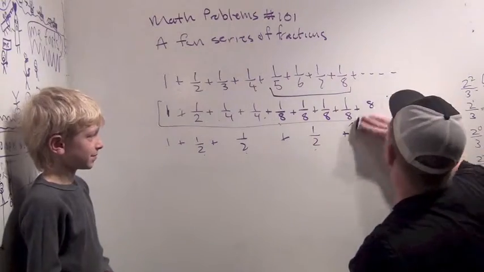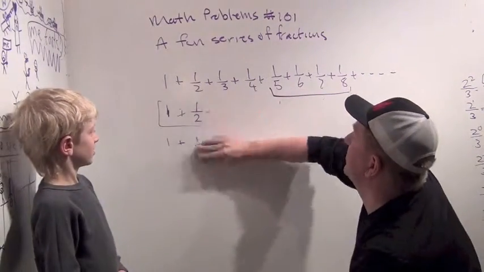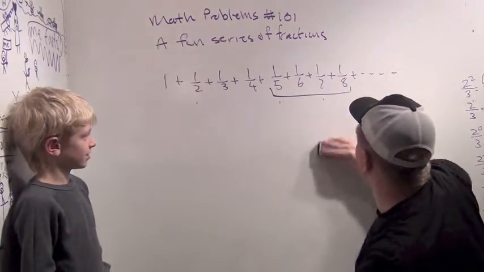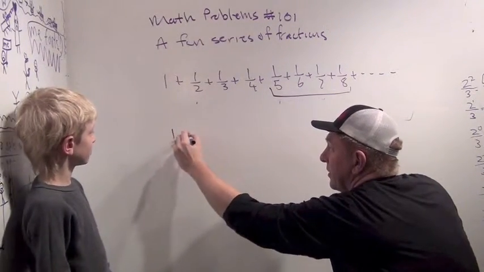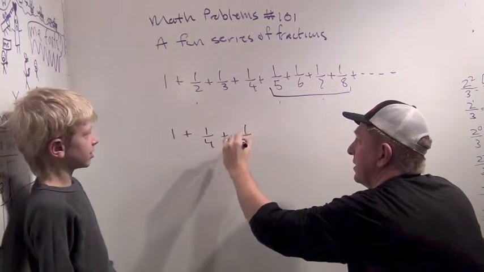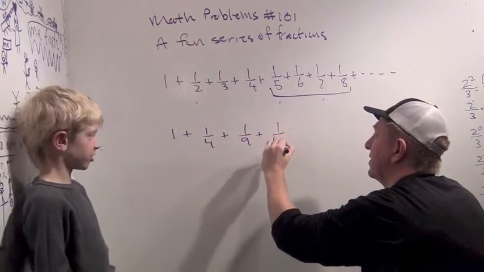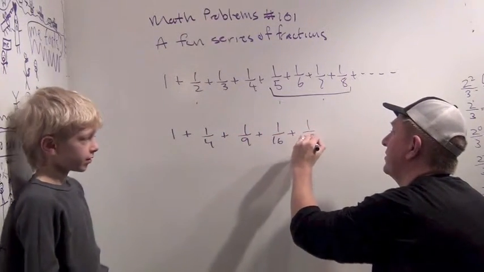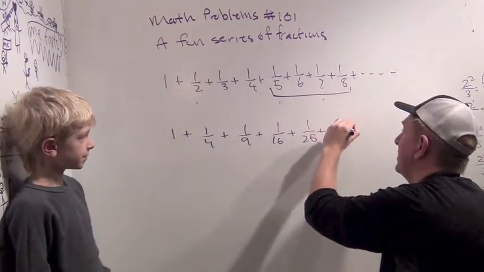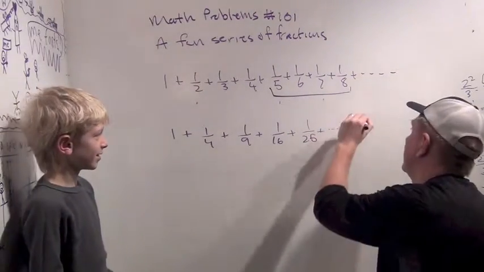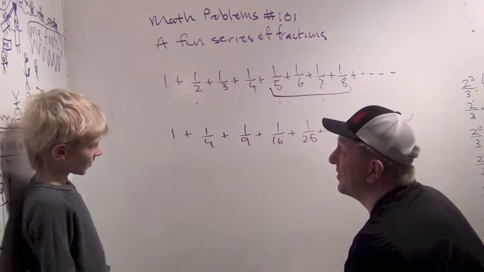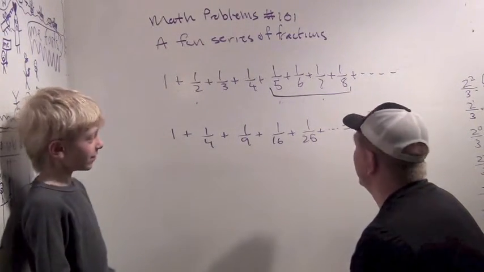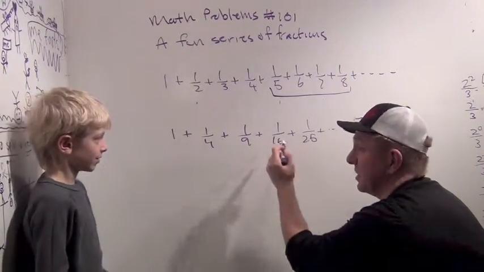So you want to see something else that's really cool? Sure. Just for fun, I'm going to take only some of these numbers. I'm going to take only the squares. 1 plus a fourth, plus a 9th, plus a 16th, plus a 25th. So I'm only taking some of these numbers? Yeah. You know what this adds up to? Pi squared over 6. But it doesn't add up to infinity. This one's much less than infinity.